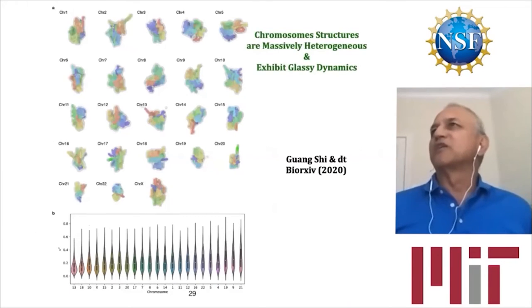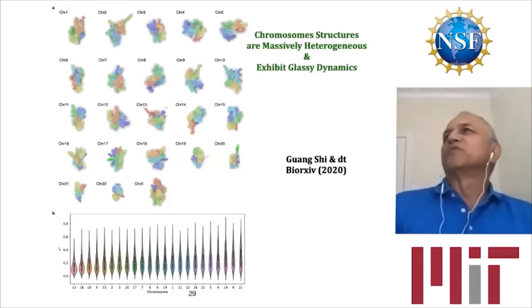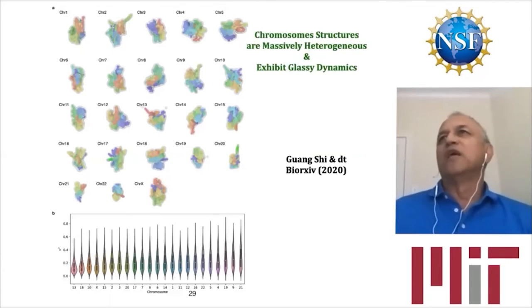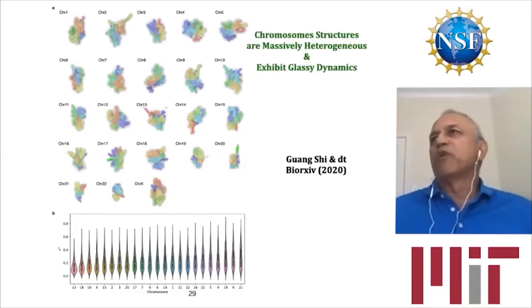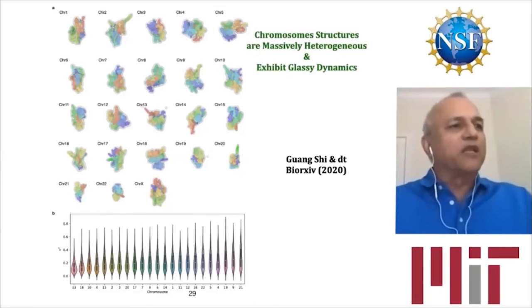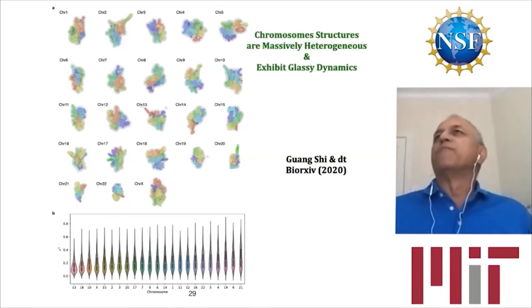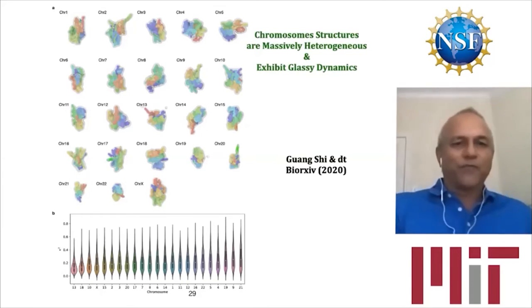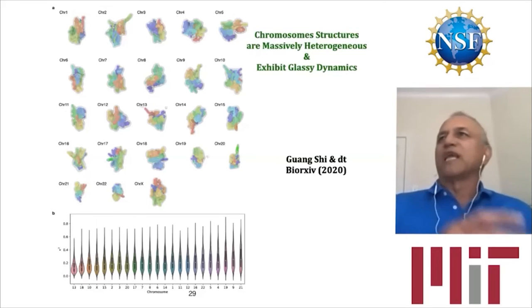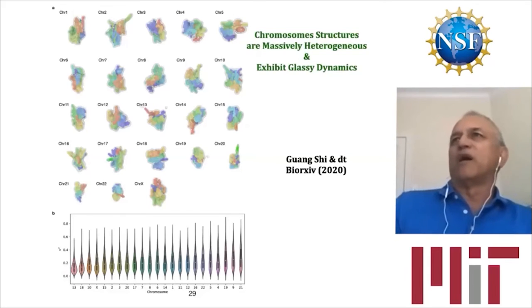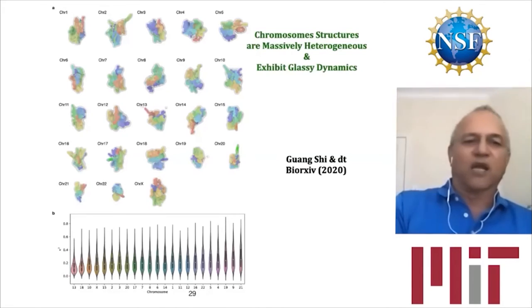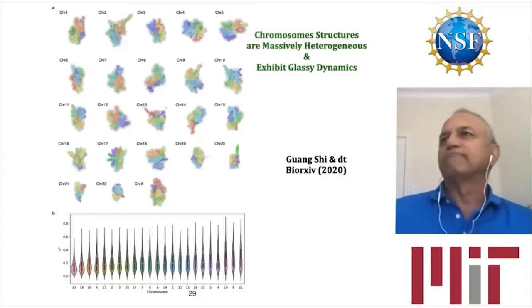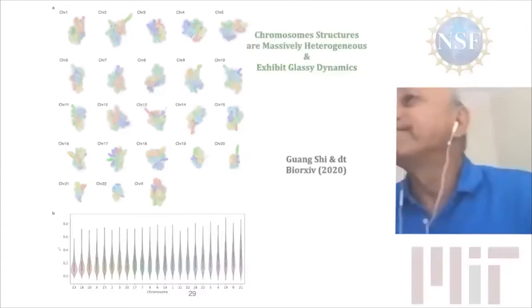This is the last lecture, last slide. The chromosome structures are massively heterogeneous. They exhibit glassy dynamics. And in fact, this is a preprint that's on the archive that shows the various structures for the different chromosomes, again showing shape heterogeneity and conformational heterogeneity. Thank you very much.